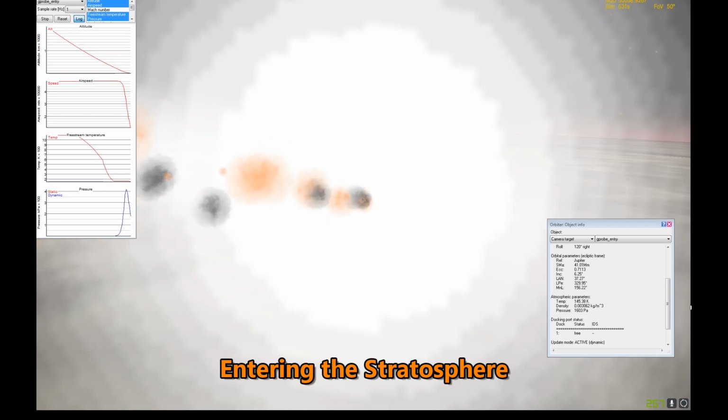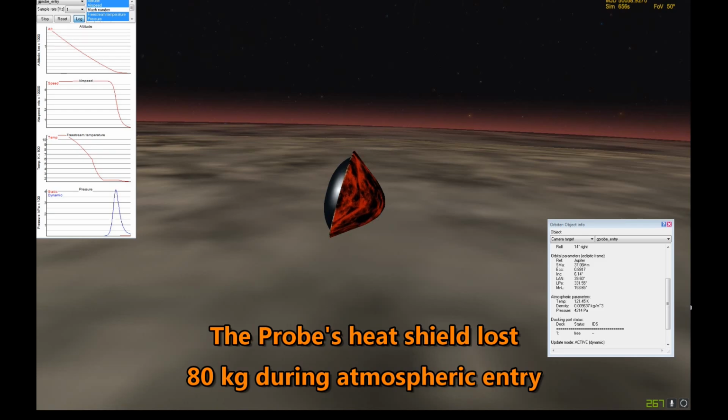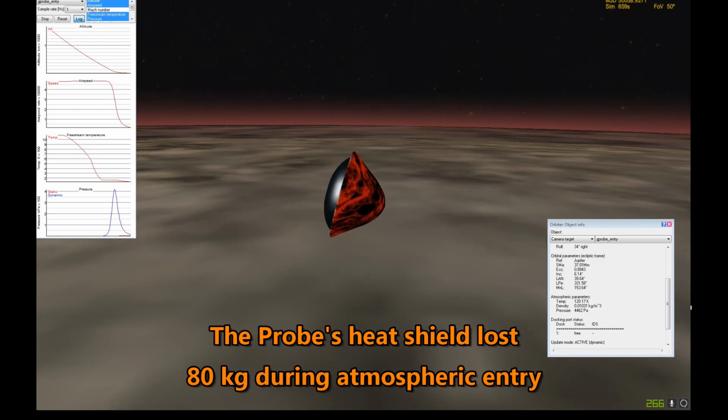There's a few problems with this. First, we have tiles, not 80 kilograms of ablatable heat shield. The tiles would melt right off the craft if we tried that.